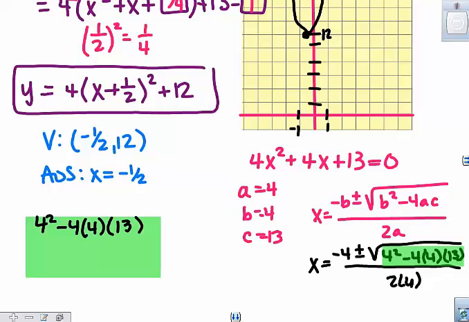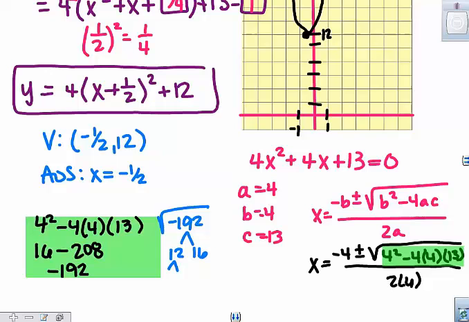When you simplify this, you get 16 minus, and then you have to do 4 times 4, which is 16, times 13, which is 208. So minus 208. When you do that subtraction, you get negative 192. So we have square root of negative 192. You can do your factor tree. If you know of something that 192 is divisible by, you can start with that. If not, you know it's even, you can just do 2. But some of the multiples are 12 and 16.